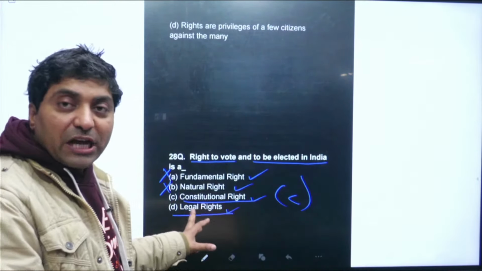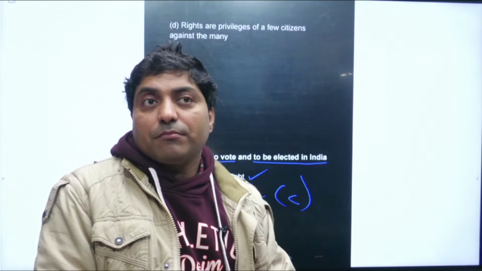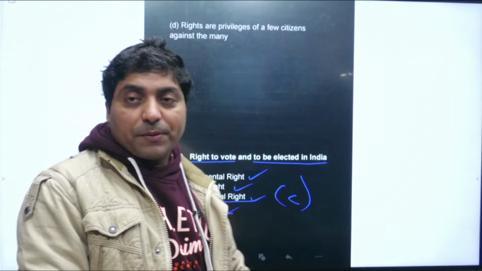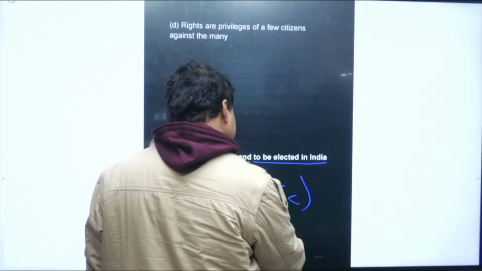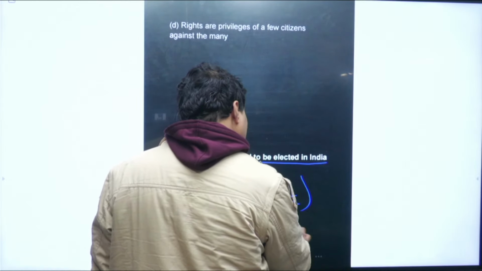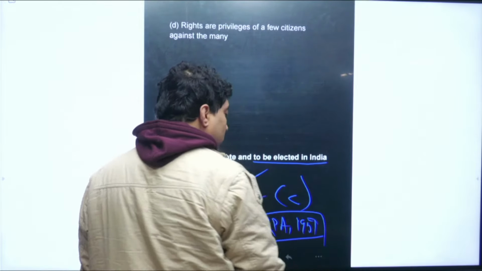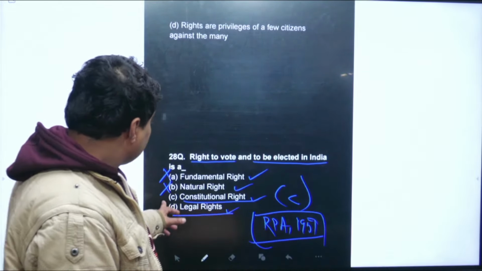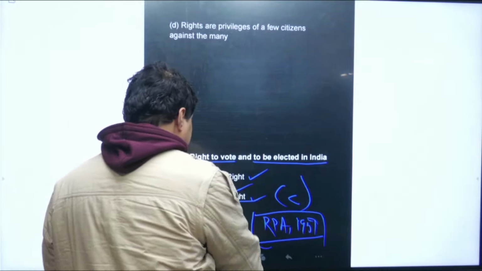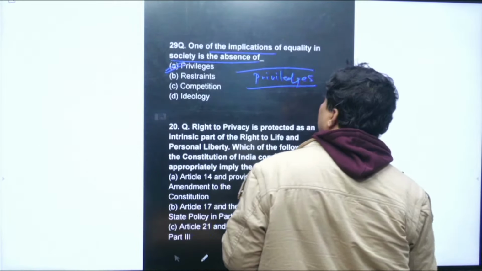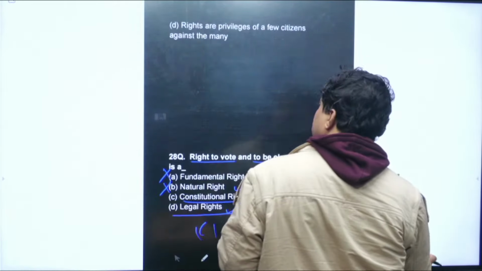But at the same time, if you look at the Representation of People Act, RPA Act 1951, it also talks about the vote. So your answer would be C, the correct option. Now let's see a few questions.